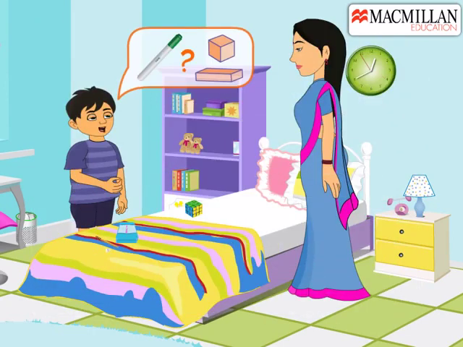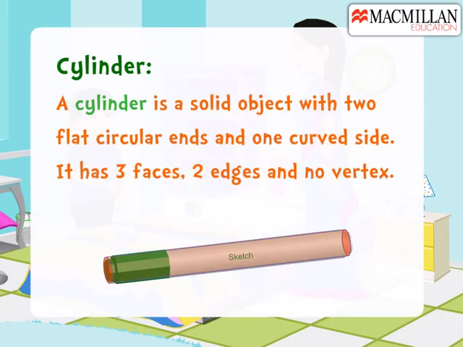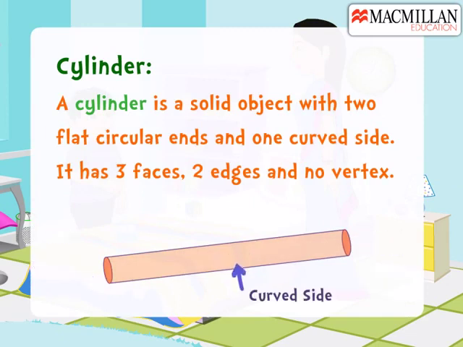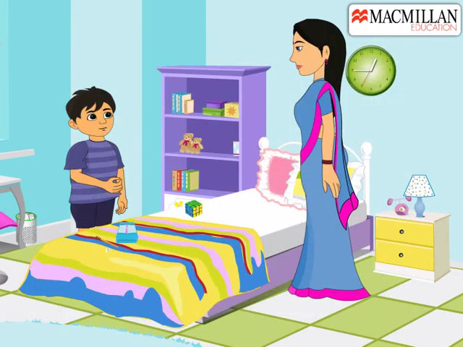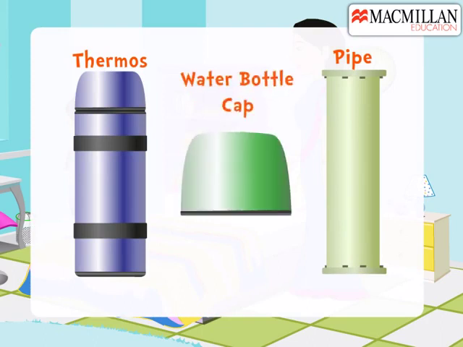Mom, then is my sketch pen a cube or a cuboid? It's cylindrical because it has no vertices. A cylinder is a solid object with 2 flat circular ends and 1 curved side. It has 3 faces, 2 edges, and no vertex. Mom, can you give me some more examples, please? A thermos, a pipe, even the cap of your water bottle is also cylindrical in shape.